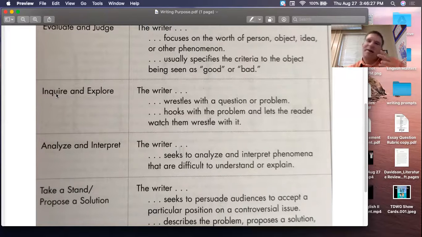So here's the problem. How should I go about fixing it? This is the question. I'm exploring the question. The question begets more questions, and eventually you find the answer that satisfies you and satisfies the reader.